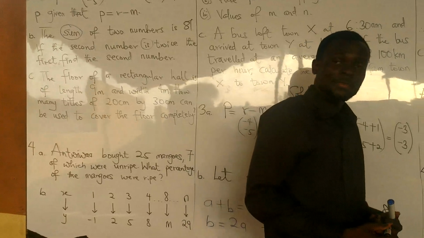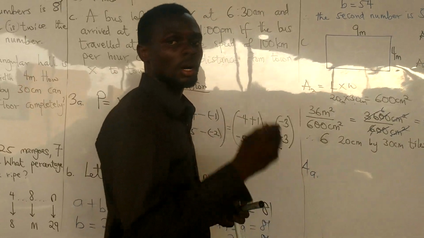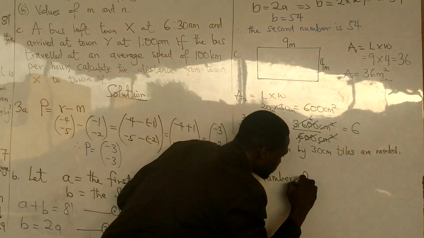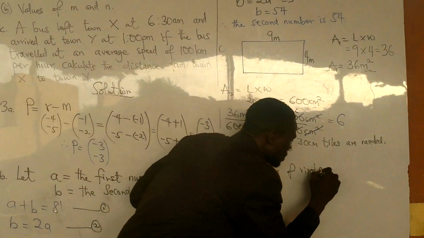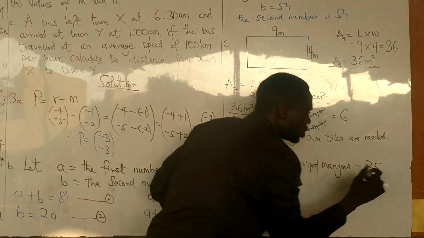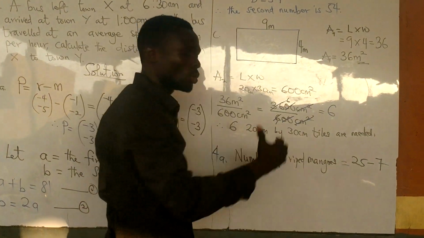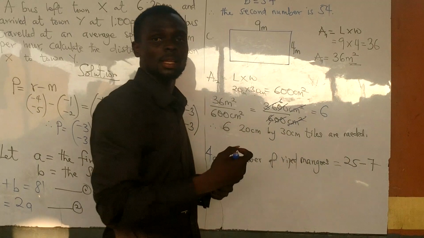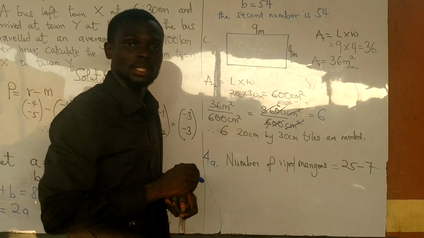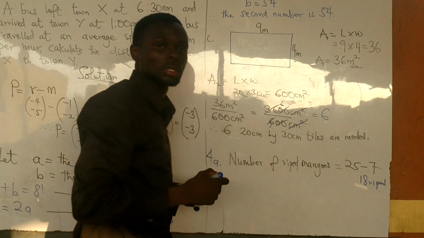So it means, first of all, find the number of ripe mangoes. This is going to give you the total mangoes she bought minus the unripe. So 25, if you take away 7, you have 18 left. So this is going to give us 18 ripe mangoes.